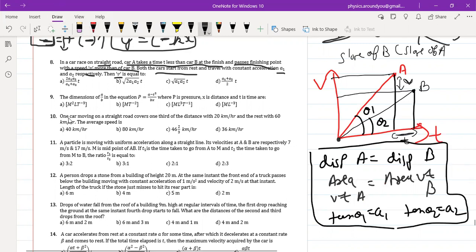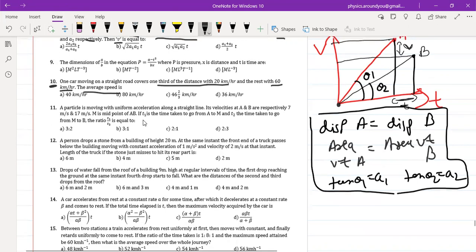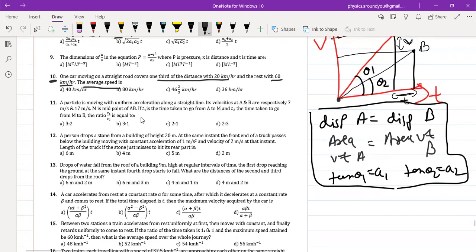And what about question number 10? Question number 10 is a usual, frequently asked question. One car moving on a straight road covers one third of the distance with 20 kilometer per hour and the rest with 60 kilometer per hour. What is the average speed? All right, one third of the distance, correct?